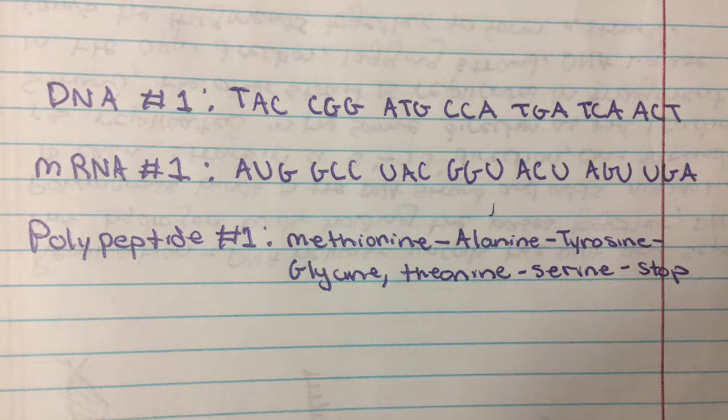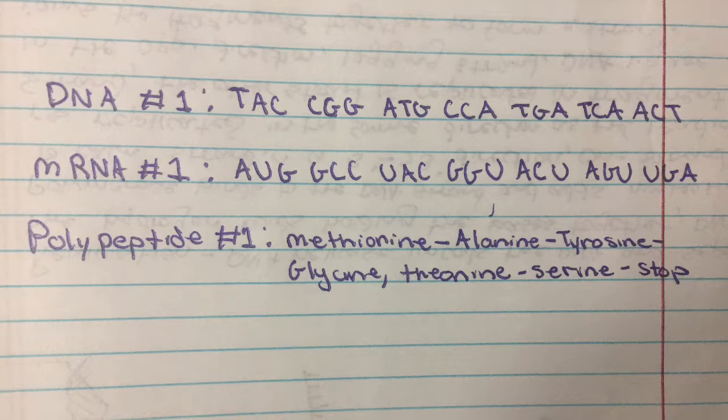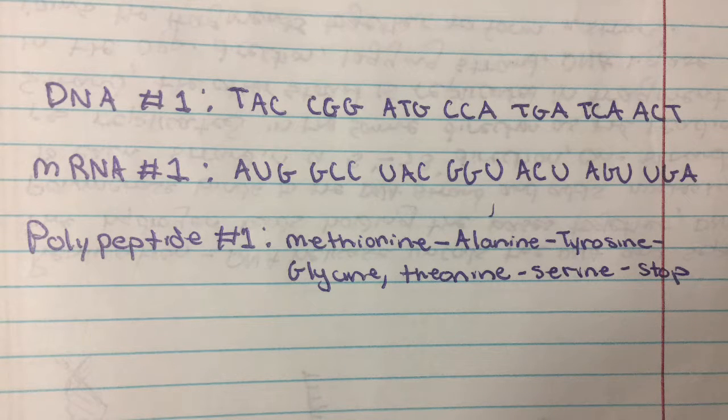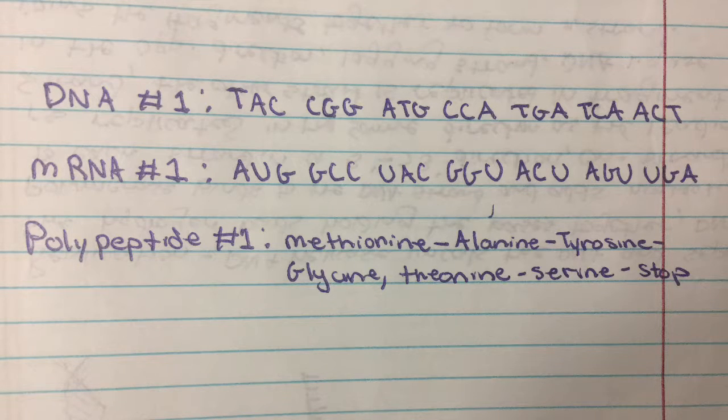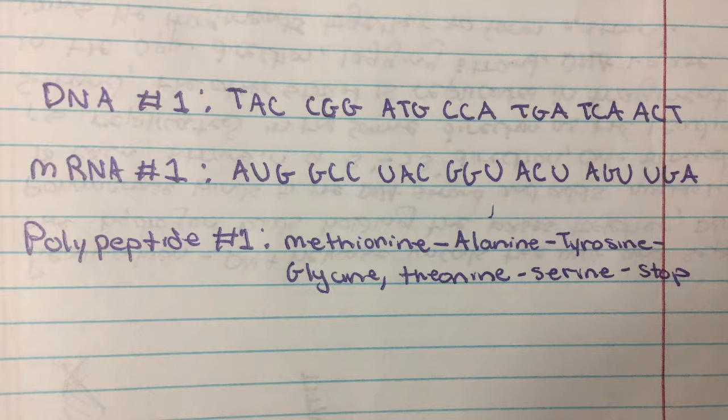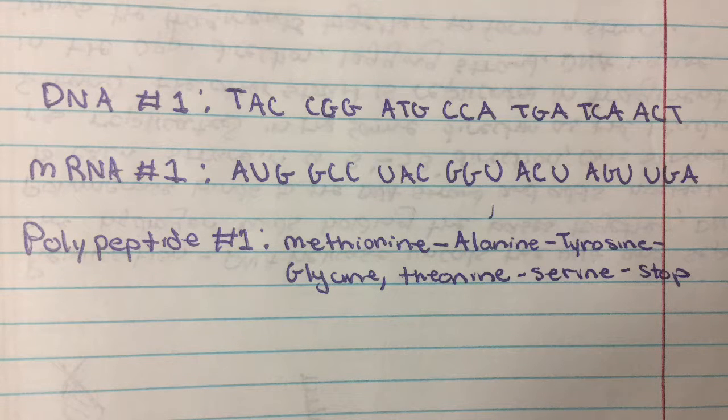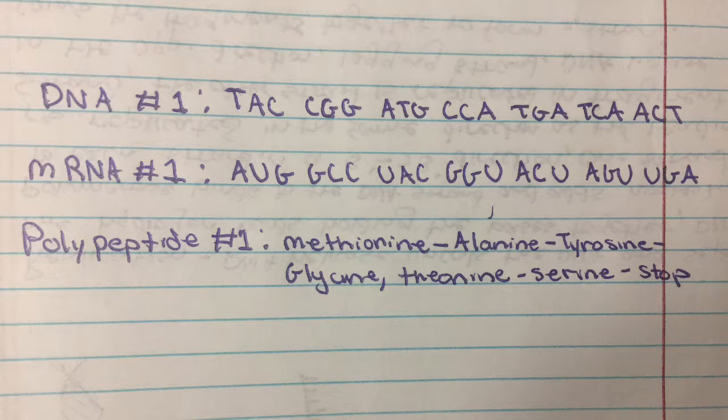So the DNA sequence I'm given is TAC, CGG, ATG, CCA, TGA, TCA, and ACT. I converted that to mRNA, which led to AUG, GCC, UAC, GGU, ACU, AGU, and UGA. And when I converted that on the codon chart, I got a lot of big words that I really don't know how to pronounce. But it always ends with stop, and a lot of them start with AUG.